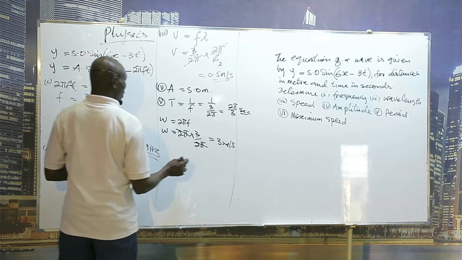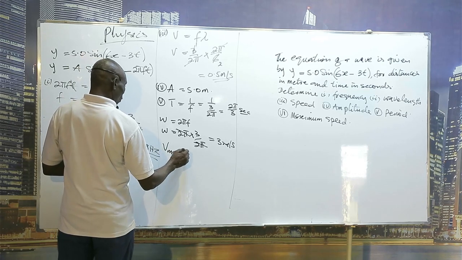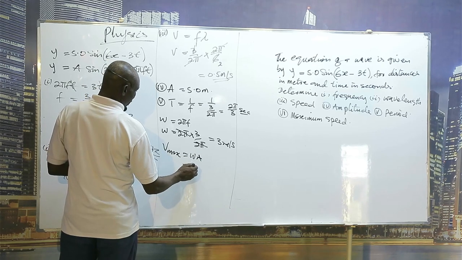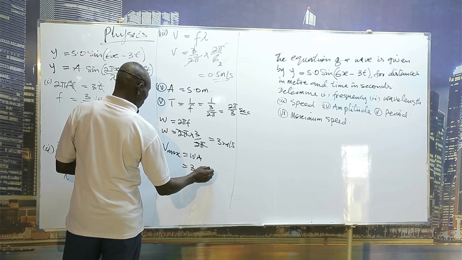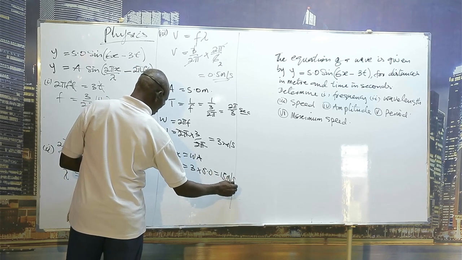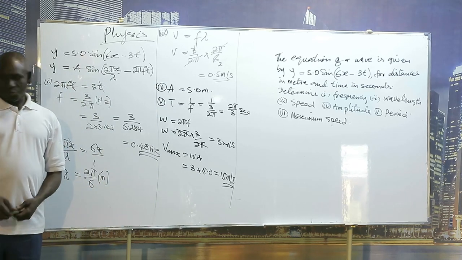So with this now, we say that V maximum is equivalent to WA. W already is 3. A is what? 5.0. And that is what? 15 meter per second. So that's the final answer.